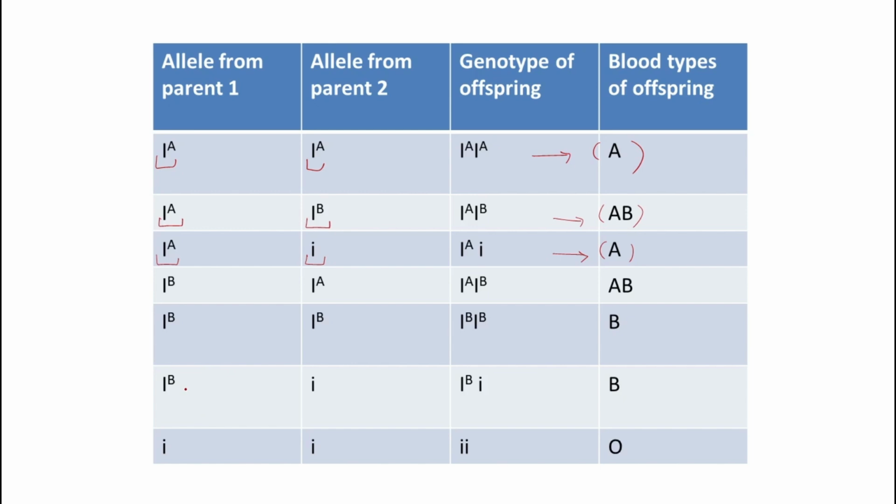Now this case is similar with blood group B, where when both of the parents contain dominant IB, or one parent contains dominant IB while the other contains recessive i, the blood group will be B. But when both of the parents contain recessive i allele, the resultant blood group will be O. So this is all about codominance.